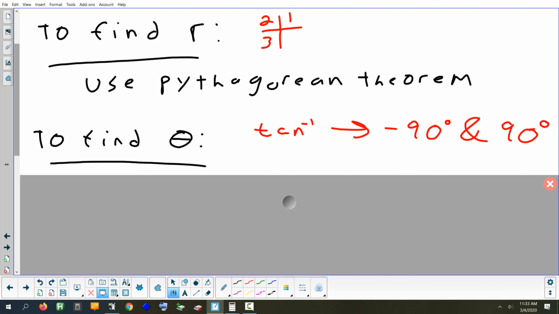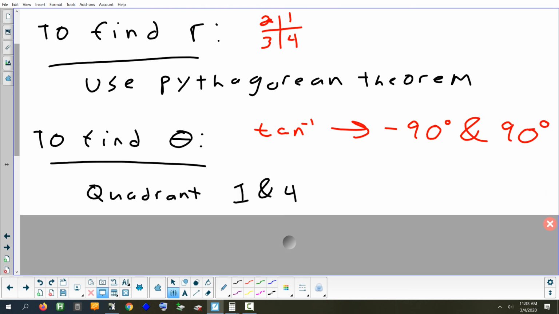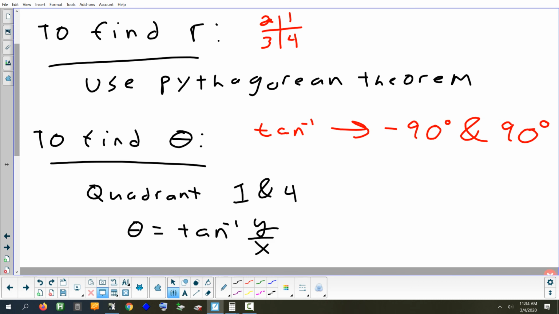Negative 90 to 90 would cover which two quadrants in that picture? Would only cover 1 and 4. Well, you could definitely get an answer in quadrant 2 if you had a coordinate that was a negative x and a positive y. So, depending on the quadrant you're in, we're going to have to make an adjustment to just using inverse tangent. If you're in quadrants 1 and 4, it's fine. Okay? You just do the inverse tangent of your imaginary over your real, y over x.